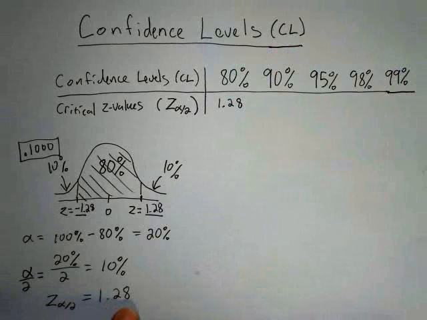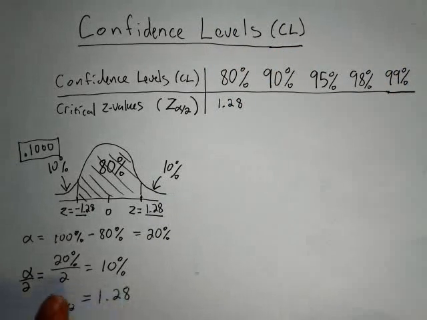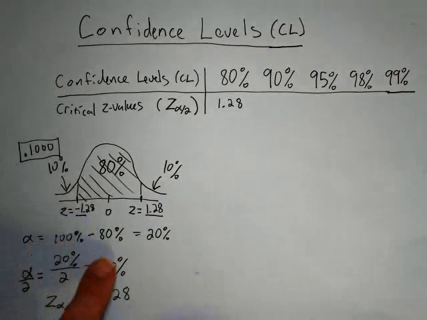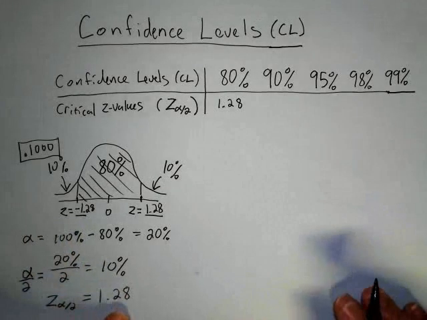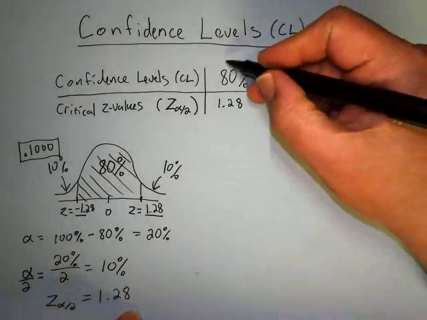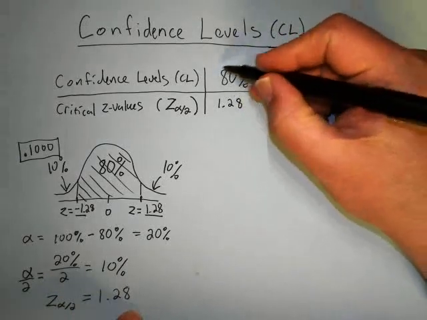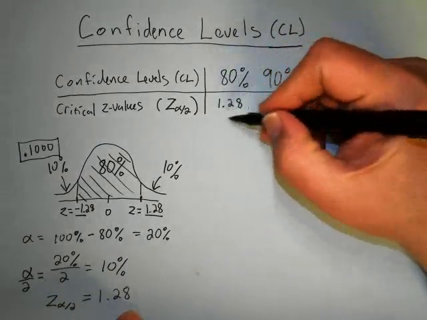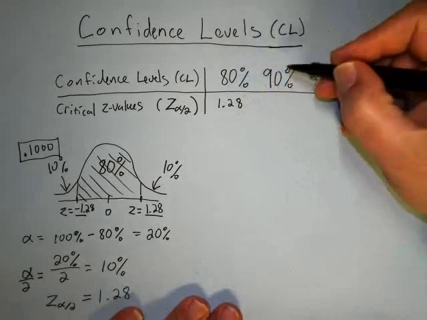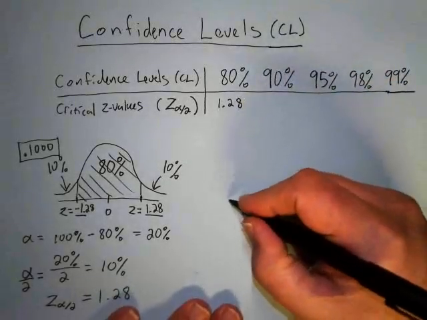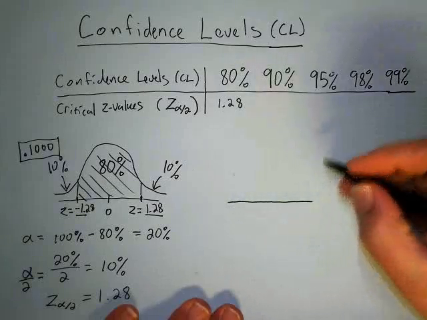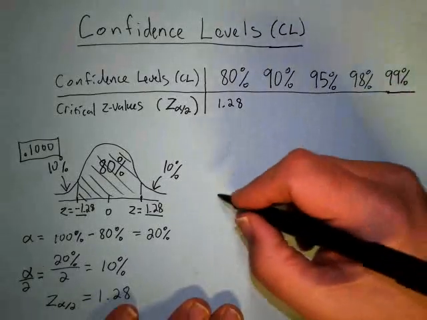Okay, so the critical z value in this case, for 80%, is 1.28. You don't really have to worry about this notation. This is actually where it's coming from, but I don't want you to worry so much about that notation. Just know that this confidence level has this critical z value, and then the 90% has a certain critical z value. We'll do one more here. And then if you want, you could find these critical z values.